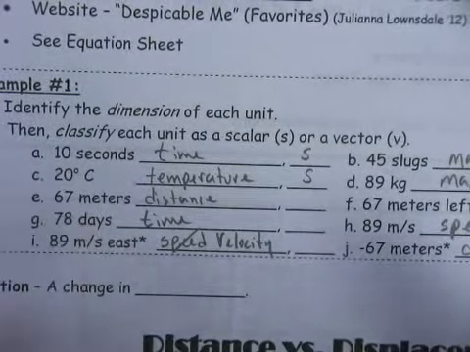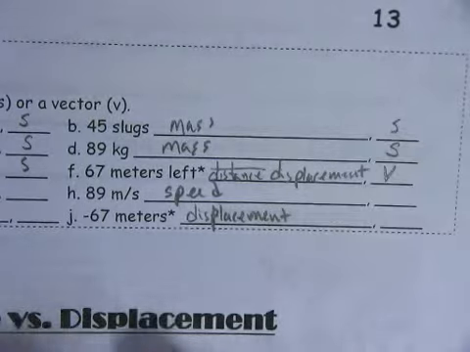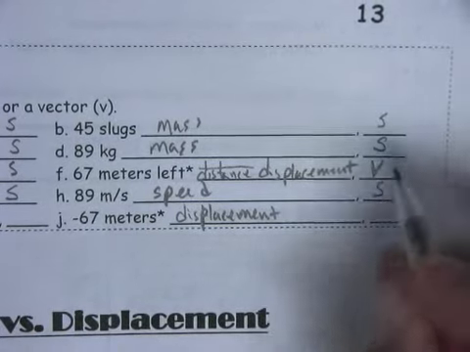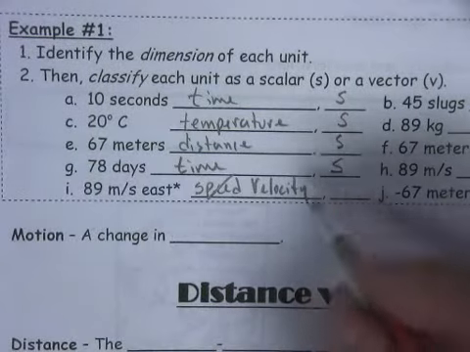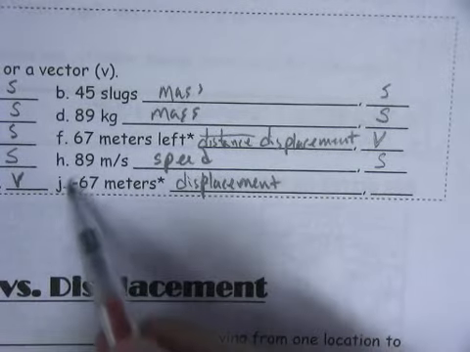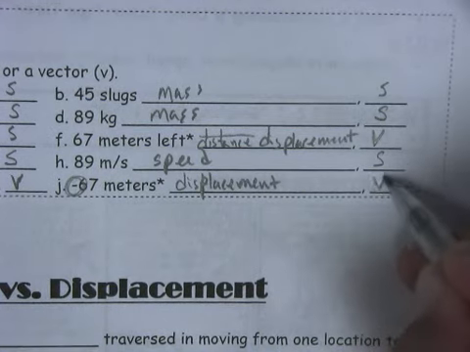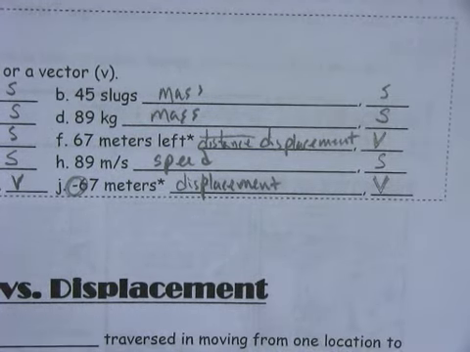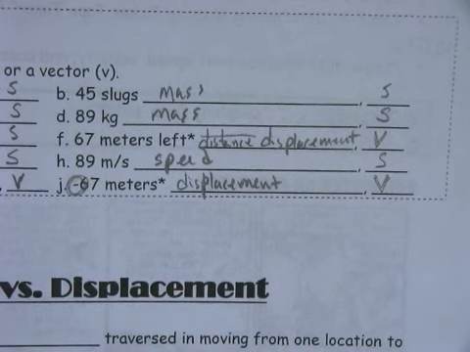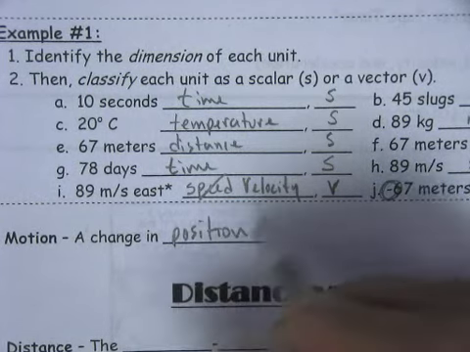All right, on E, if we go back there, there's no direction, so it's a scalar. Meters left. Now the left makes it a vector. Time is a scalar. Meters per second is a scalar. As soon as we assume the word east, that makes it a vector. And this one's kind of tricky. When you see the symbol minus out in front, it's either going to indicate to the left or it's going to indicate that it is a vector, so you have to be aware of the minuses floating around there. All right, and the last little bit here is this last bullet, and that would be motion. Motion is anytime you change your position.